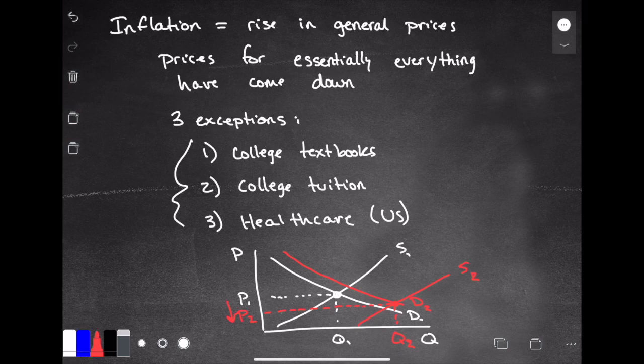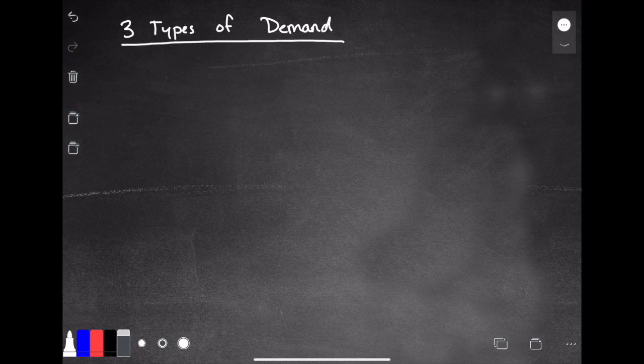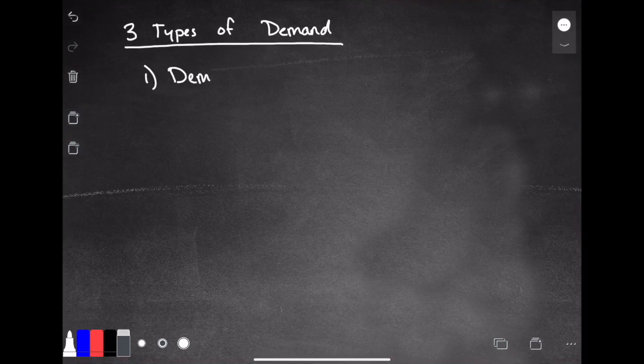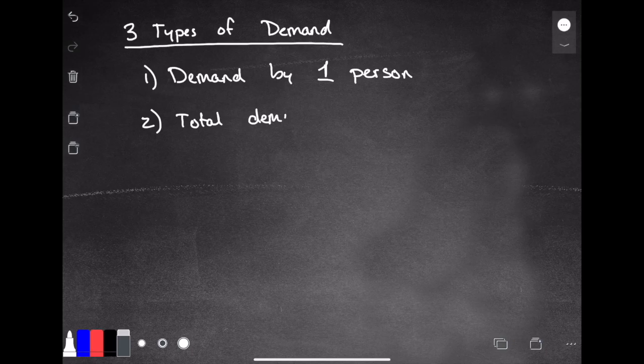Now, we should distinguish between 3 different types of demand. So 3 types of demand. Okay, and we're going to go through one of them today. Okay, so the first one is the demand by one person. The second one could be considered the total demand for or by all people for a particular good.